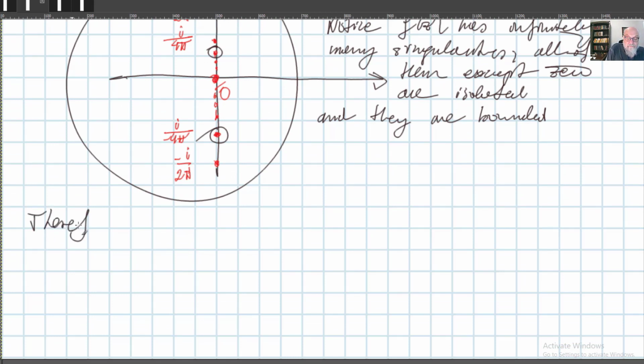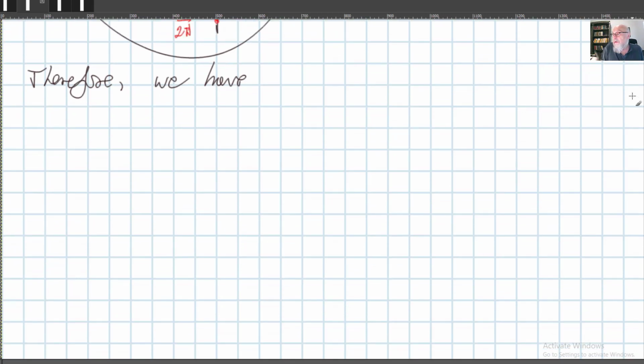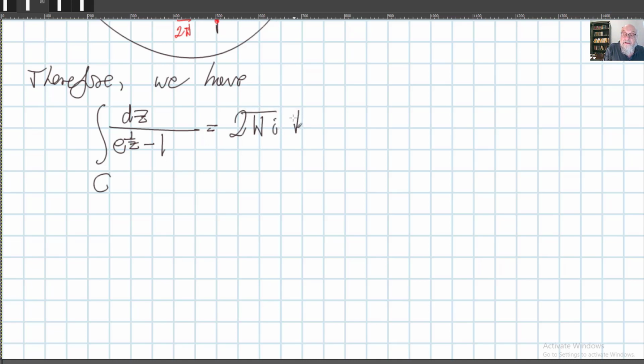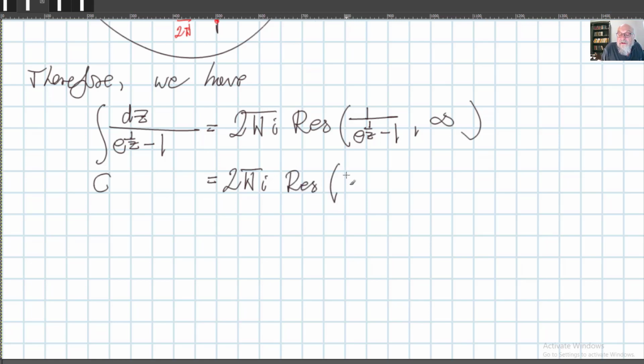So let's write it down. Therefore, we have the integral over c, dz, of e to the 1 over z minus 1, equals 2 pi i, never forget it, times the residue of that function at infinity, which gives me 2 pi i times the residue of 1 over z squared times e to the z minus 1, at 0. And let's compute this residue.